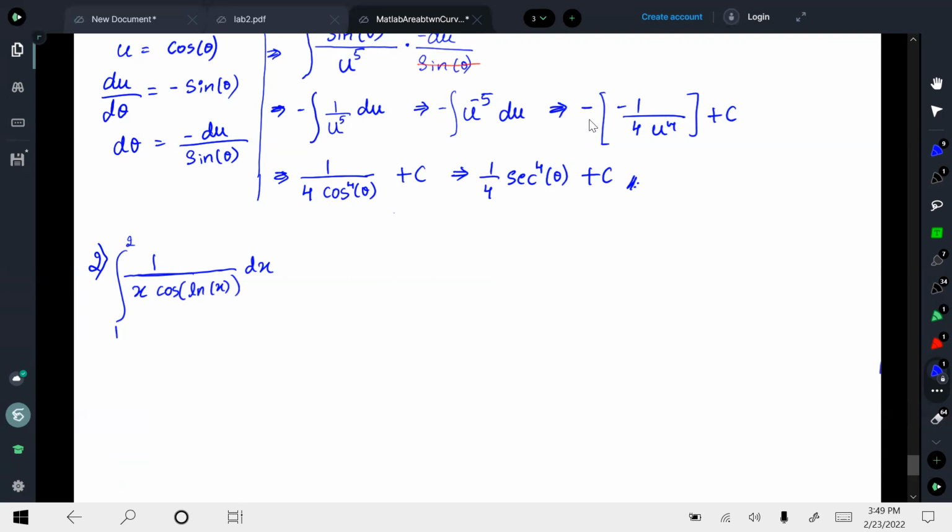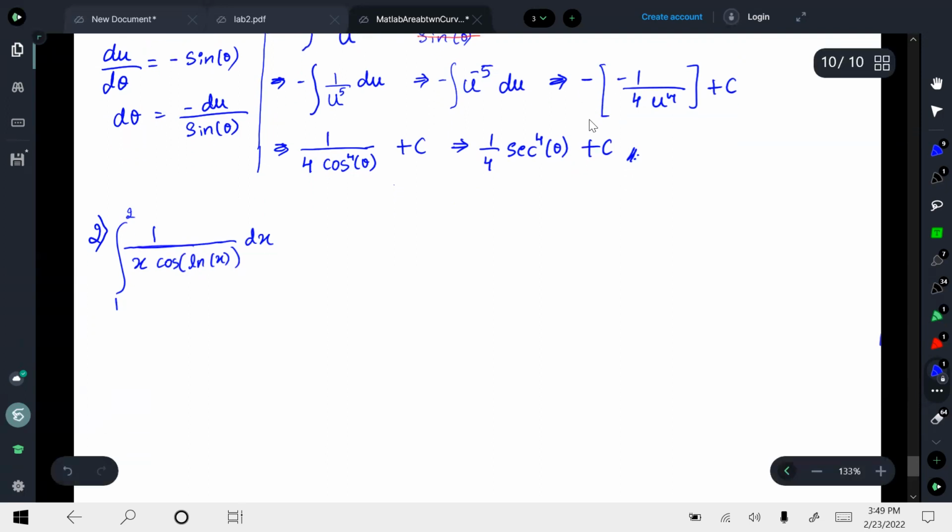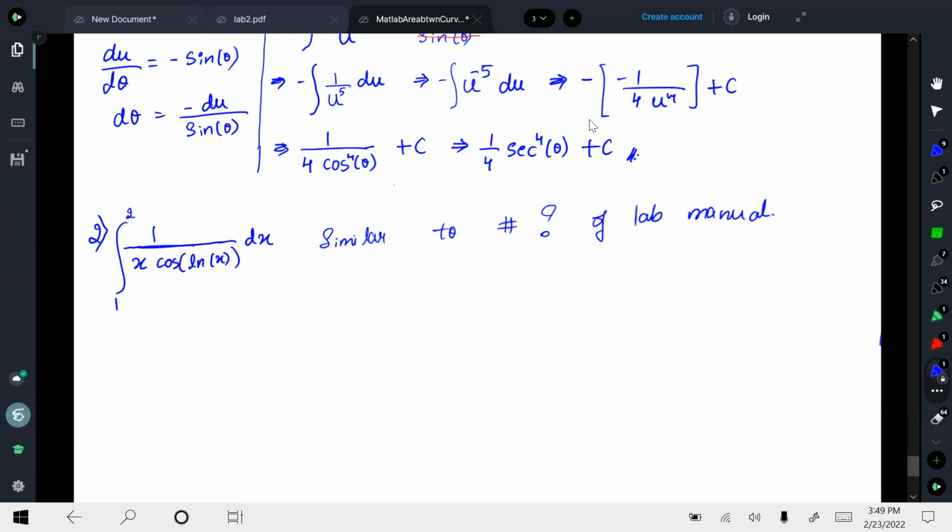Okay. Now I'll be changing the limits in a while, but now this problem will be similar to a problem number in your lab manual. Okay. Now we know that the reciprocal of 1 by cos theta is secant theta, right? Now can somebody tell me which problem will this be in your lab manual? It is similar to which problem?